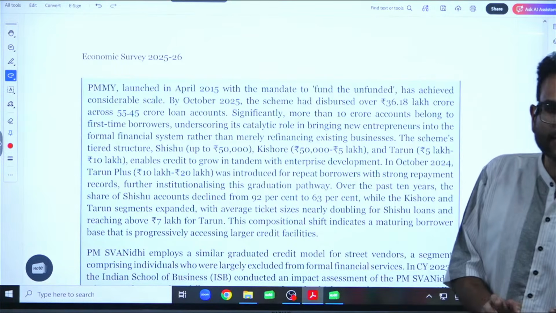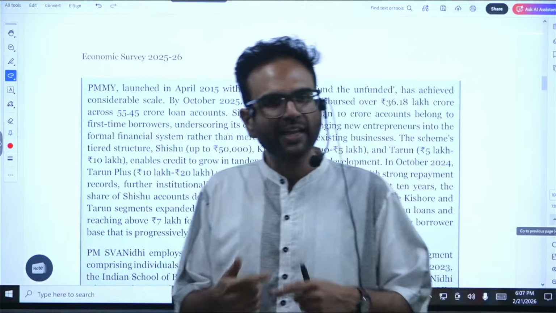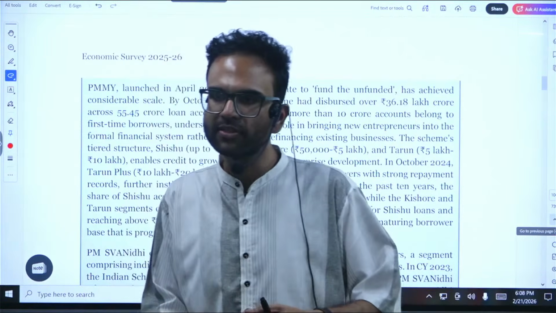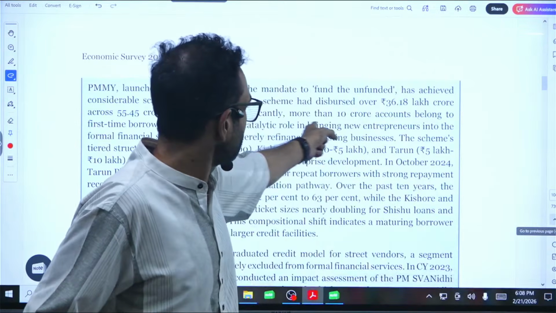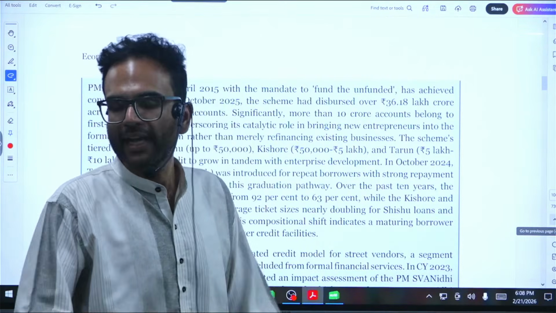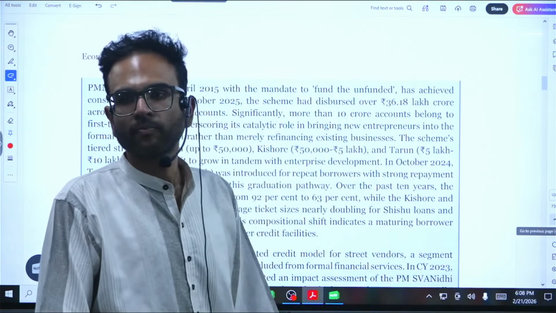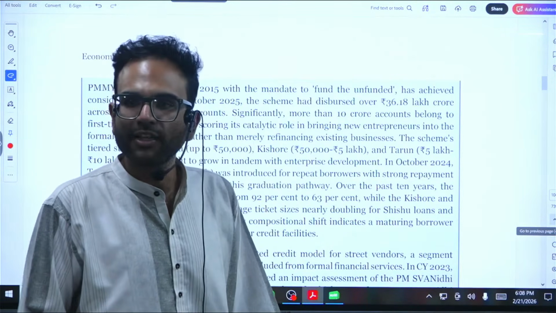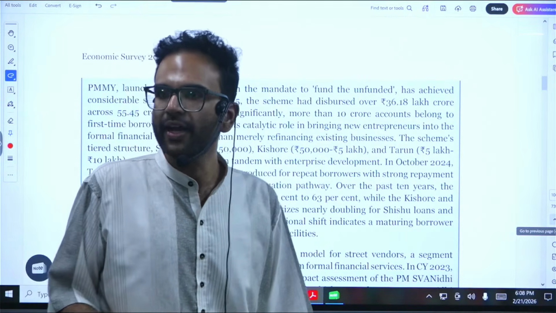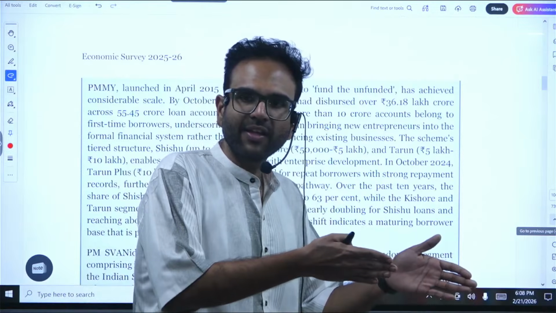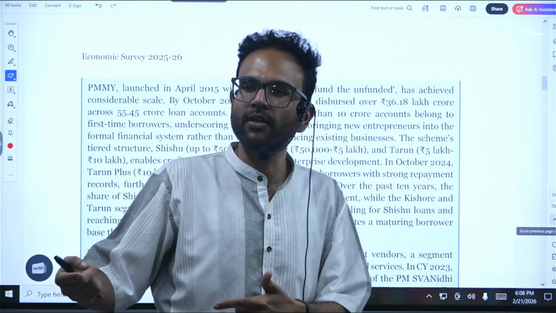What the survey says is, ever since this scheme came out, people were taking the first 50,000, starting a business, making some profit, repaying this loan. Now they are moving to the Kishore category. They're taking more than 50,000. Then they are taking the Tarun loan. What does this indicate? Businesses are getting successful. This is a very good indicator. There is a structured upward trajectory of the loans and their repayment.